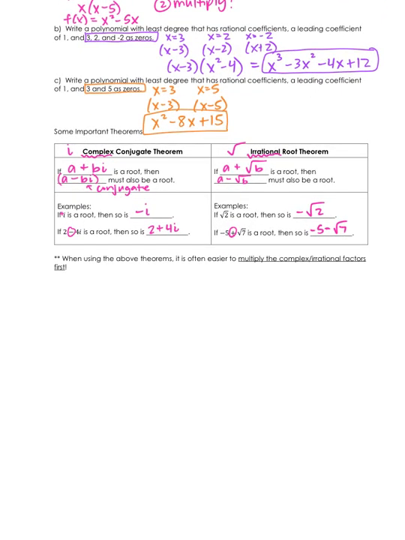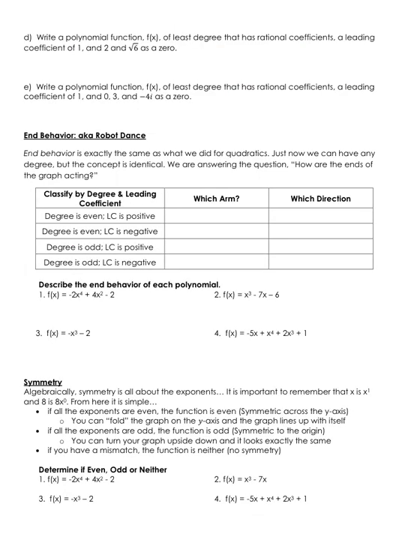So for these theorems, it's usually easier to multiply either the complex factors or the irrational factors, depending on what your problem has. It's usually easiest to do that first. So that would be my recommendation. So let's try these out. We want to write a polynomial function of least degree with rational coefficients, a leading coefficient of 1, and 2 and radical 6 as zeros.